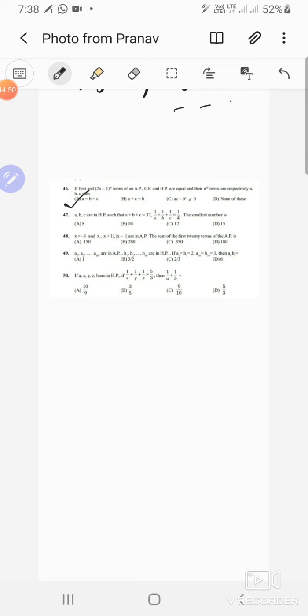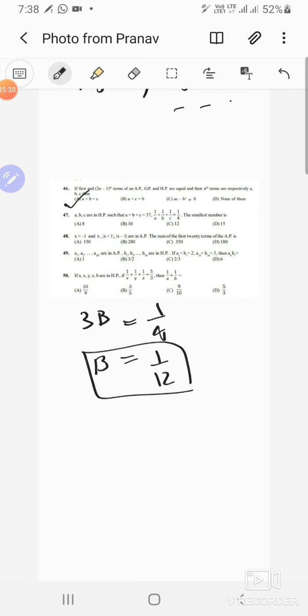So if a, b, c are in harmonic progression such that a plus b plus c equals 37, and 1 by a plus 1 by b plus 1 by c is equal to 1 by 4, the smallest number is... So these are in harmonic progression, which means that 2 by b is equal to 1 by a plus 1 by c. So let's say that 1 by a is capital A, 1 by b is capital B, and 1 by c is capital C. So you have capital A plus capital B plus capital C equal to 1 by 4, which means that 3B is equal to 1 by 4, because capital A plus capital C is 2 times capital B, which means that capital B is 1 by 12. Okay, at least we know one of the numbers, the middle term is going to be 12.